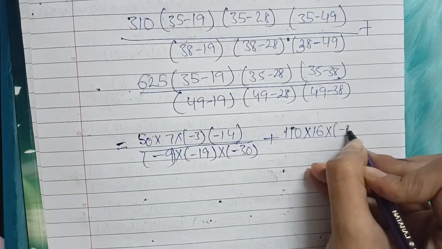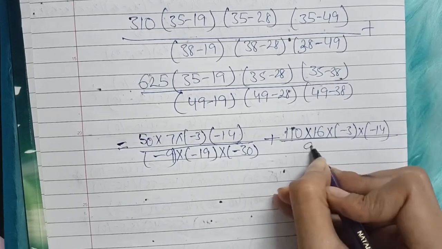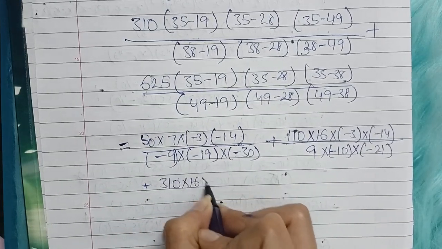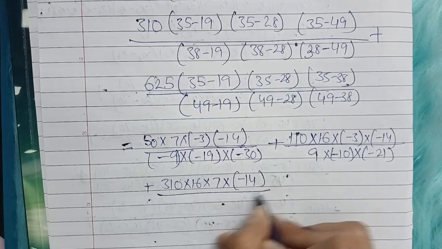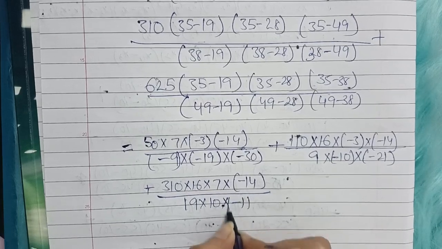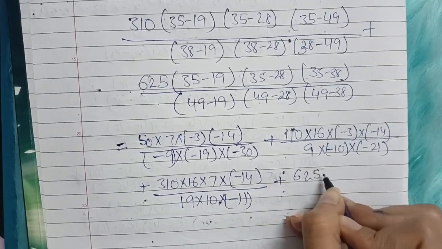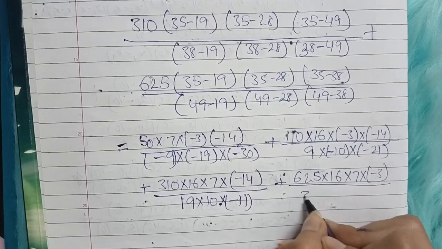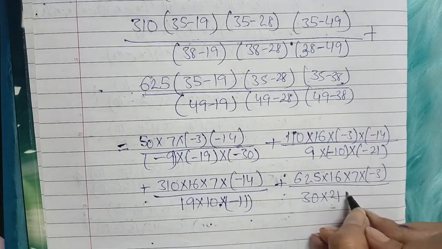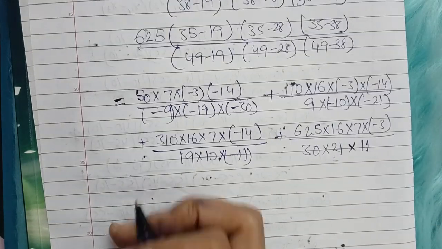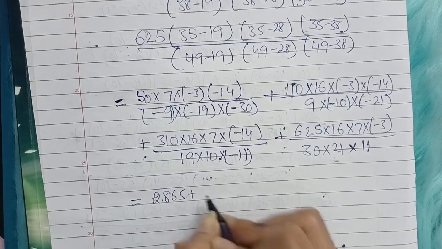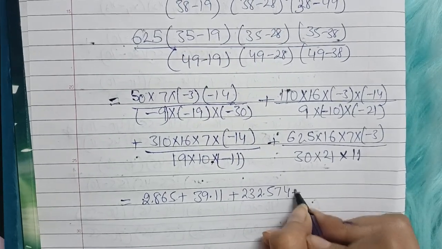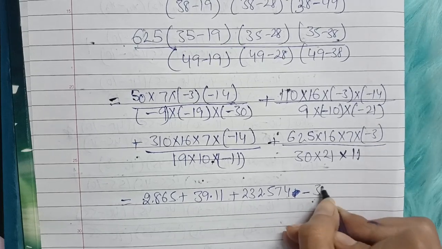10 into 16 into minus 3 into minus 14, whole divide by 9 into minus 10 into minus 21, plus 310 into 16 into 7 into minus 14, whole divide by 19 into 10 into minus 11, plus 625 into 16 into 7 into minus 3, whole divide by 30 into 21 into 11, right? So now the terms that are cancelling, you cancel them. Then the remaining part is 2.865 plus 39.11 plus 232.574, and minus, the last one has a minus, minus 30.303.